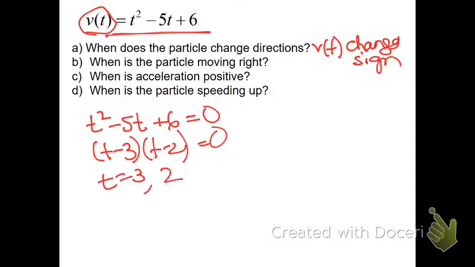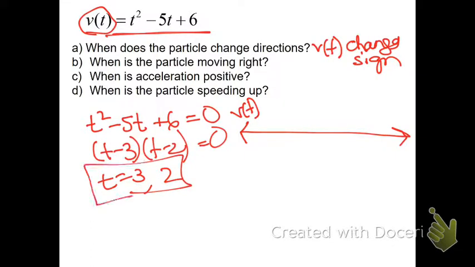Now I'm going to make a velocity sign chart. Make sure you put the name. This is a velocity sign chart because we're going to use sign charts in this class for lots of things. On my sign chart, I'm going to put the two places where velocity was 0, 2 and 3. Now I'm basically going to check the sign of each of these regions and see in between them whether the velocity is positive or negative.